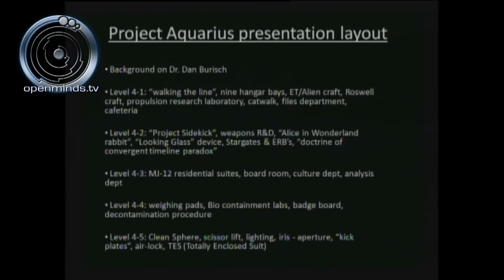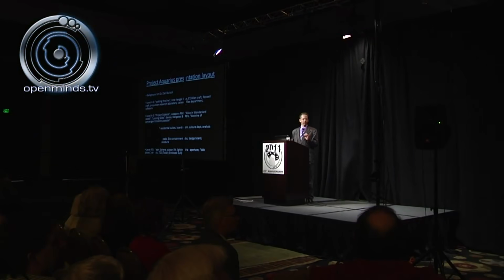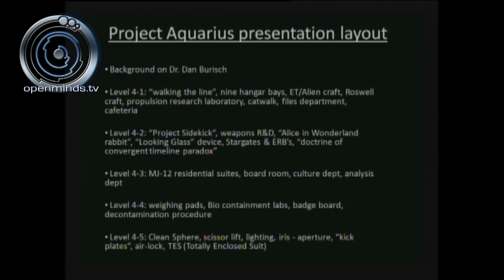Now this is the breakdown of what we'll be talking about today. I'll give you a background of Dr. Dan Burisch. We'll be discussing level 4-1. We'll be talking about walking the line. We'll describe what that actually means, what it pertains to. I'm going to give you a virtual blueprint, floor-by-floor walkthrough of the 9 hangar bays and all the way through the facility. We'll consider the extraterrestrial and alien craft because there is a difference. We'll talk about the Roswell craft. We'll talk about the propulsion research laboratory at S4. We'll consider the catwalk, the files department, and the cafeteria.